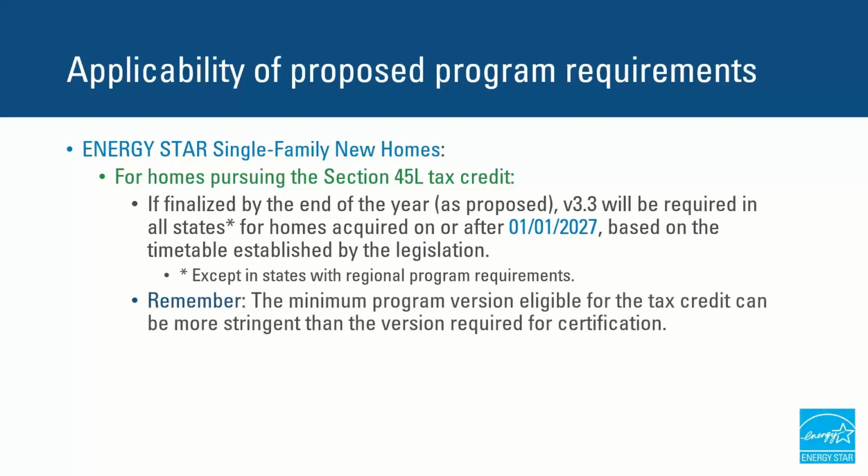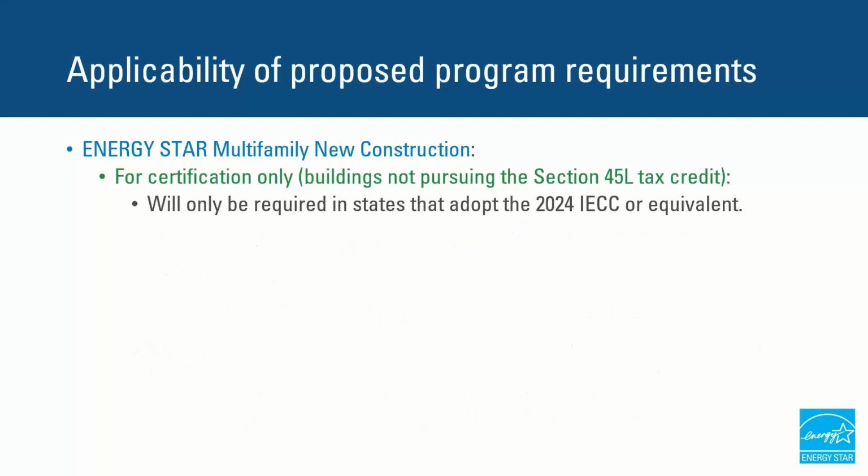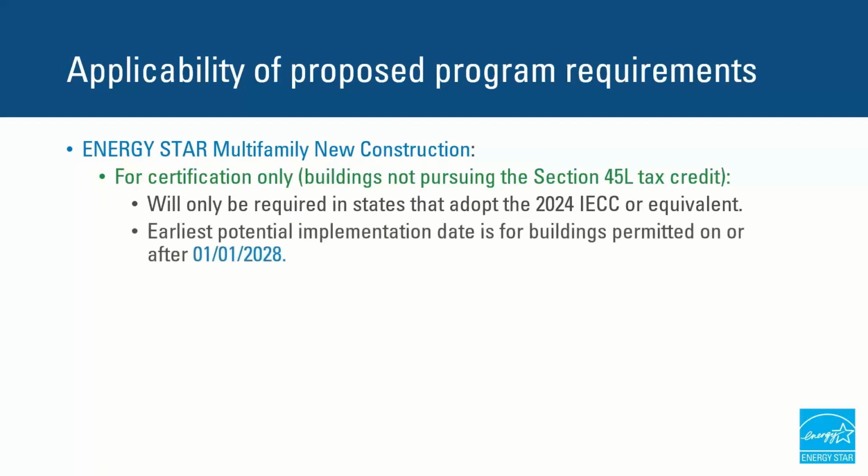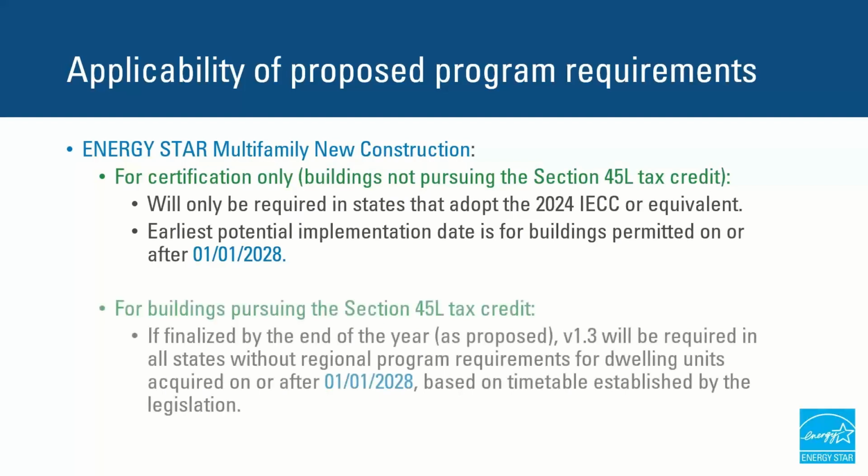For multifamily new construction, the same basic logic applies. It's just that the date is 1 year later. So we'll evaluate states, state by state, that are adopting the 2024 ICC for multifamily. And if they adopt that, then the earliest that we would require version 1.3 to be used is buildings permitted on or after January 1st of 2028. And then states that subsequently adopt the code, we would set an implementation timeline, approximately 1 year later than implementation.